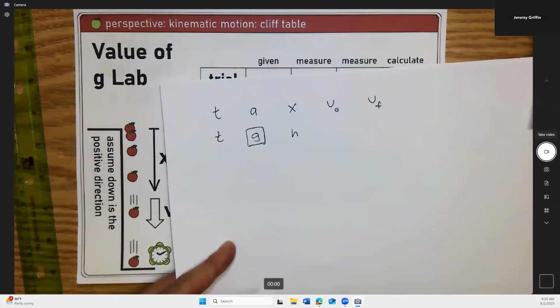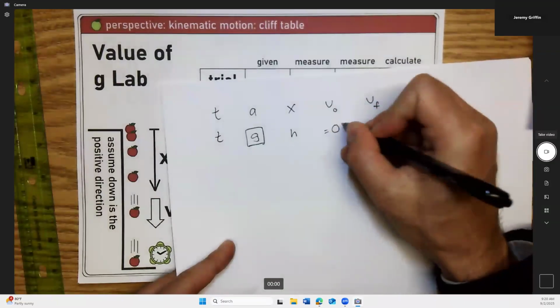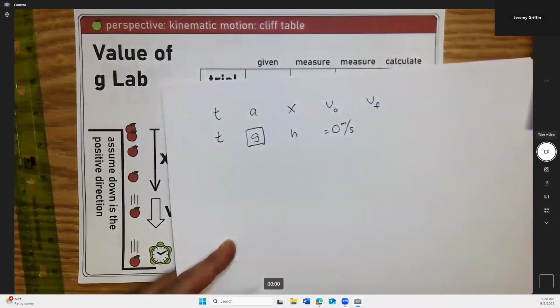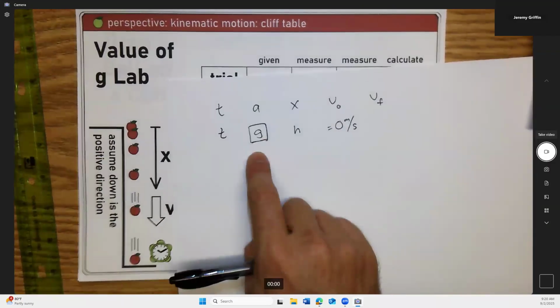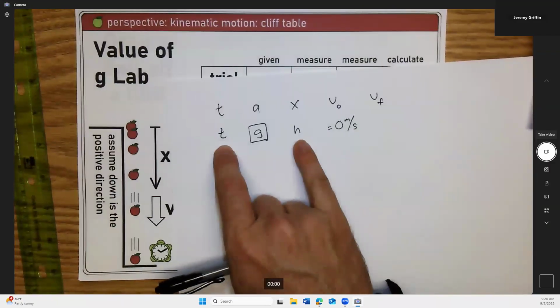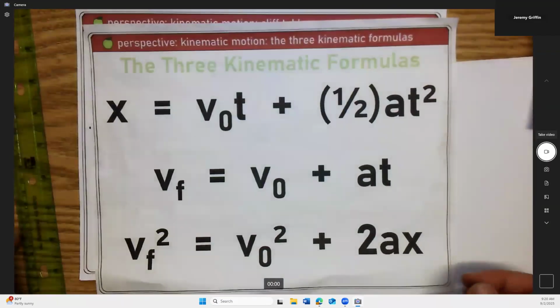V naught. Aha. What is this one? 0. Yeah, equals 0 meters per second, as long as you drop the ball. Okay, so we're trying to solve for this acceleration. You have a displacement and a time. Which kinematic formula is going to get you there?